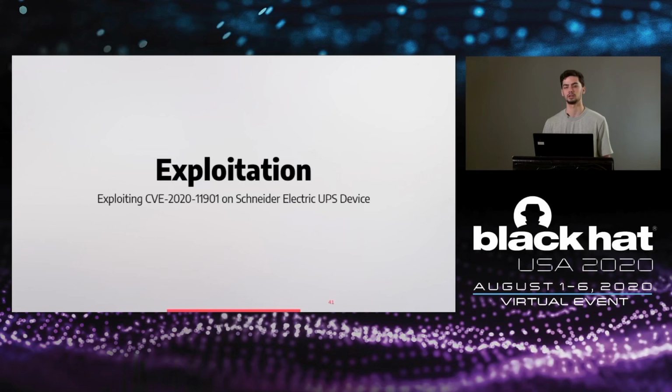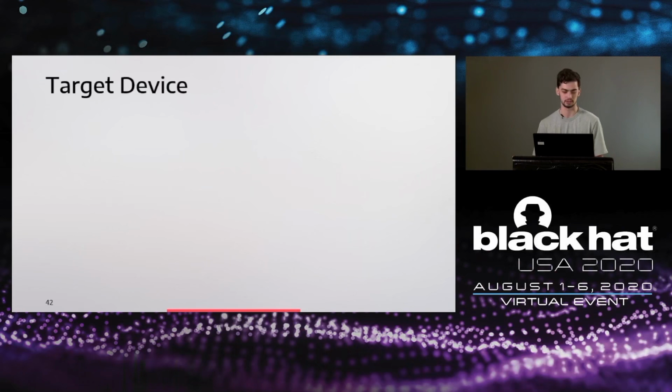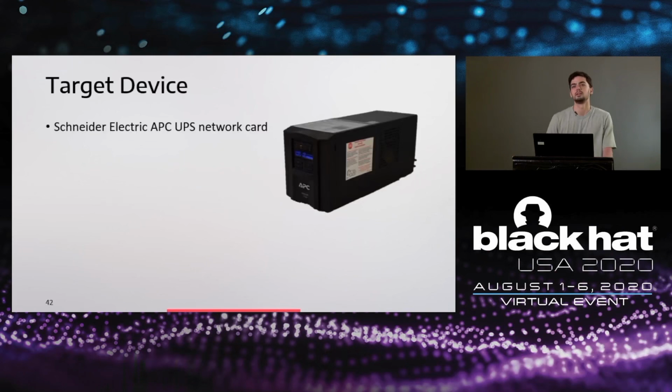And today I'm going to talk about exploitation, specifically exploiting one of the vulnerabilities Moshe talked about on a Schneider Electric UPS device. So a UPS essentially stands for uninterruptible power supply. It's a big battery connected to the wall, and you plug all sorts of devices into it that you don't want to suffer from power outages or power fluctuations, such as medical devices, critical infrastructure, server racks, stuff like that. So we exploit on a UPS made by Schneider, specifically on the network card.